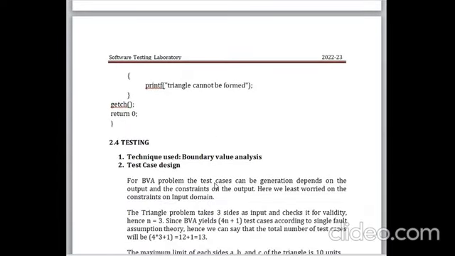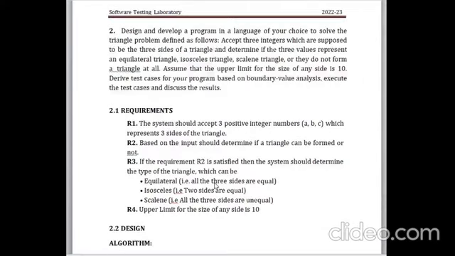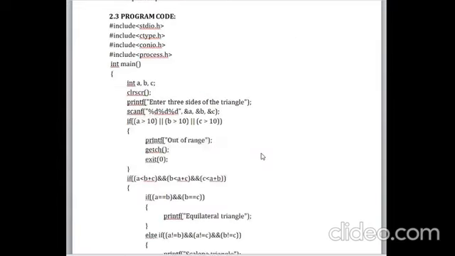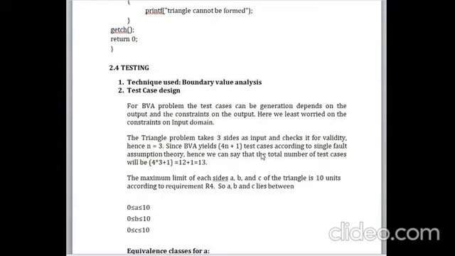So here they told in the question to assume that the upper limit of any side is 10, and derive test cases for your program based on boundary value analysis. So the technique used here is boundary value analysis. For a boundary value analysis problem, the test cases can be generated depending on the output and the constraints on the output. Here we are least worried about the constraints on the input domain. The triangle problem takes three sides as input and checks them for validity.